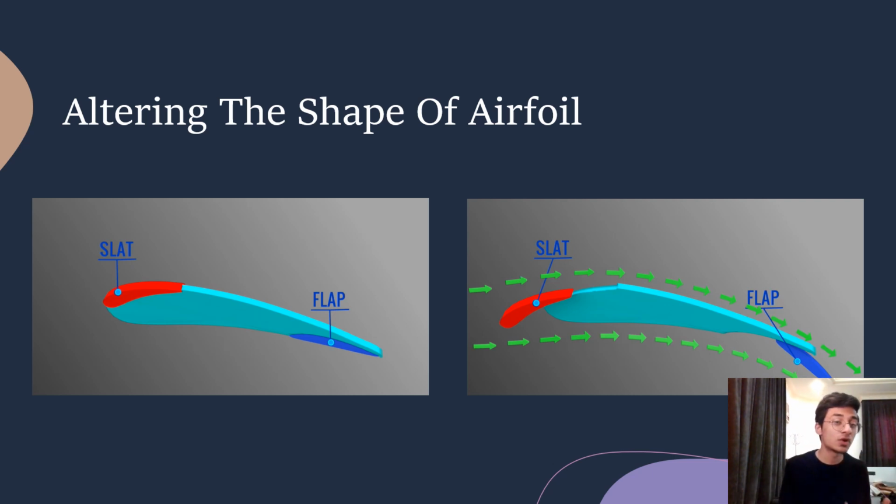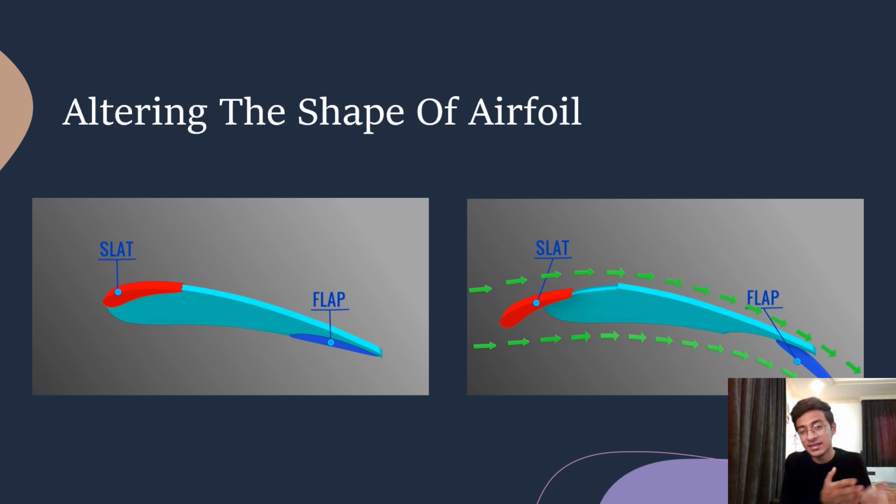Because of this alteration, there is an increase in wing area, and because of this, the airfoil becomes more steep, and because of it being more steep, there is more downwash created, and because of more downwash, there is a higher pressure difference, and due to higher pressure difference, there is more lift force. Wow, isn't it great that just a simple alteration in shape can give you so much lift force?